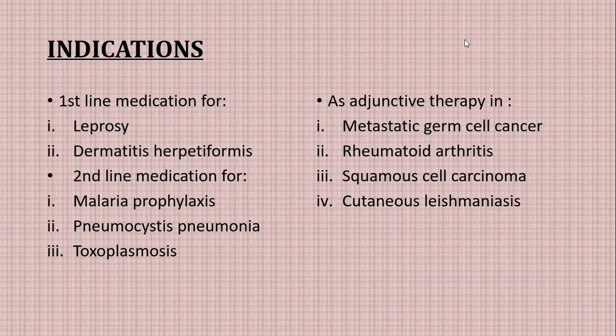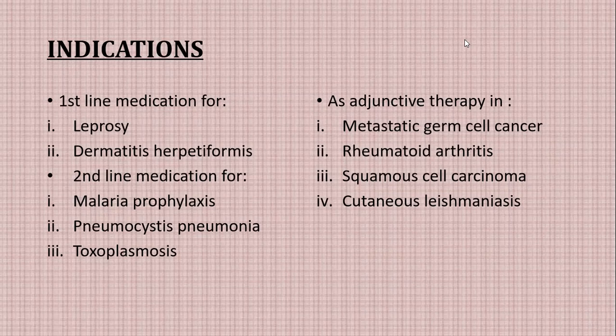Indications. Dapsone is primarily indicated in conditions like leprosy and dermatitis herpetiformis, meaning it is used as a first line of medication for these two diseases. Number one is leprosy. Leprosy is a chronic progressive bacterial infection caused by the bacterium Mycobacterium leprae. Usually there are three types of leprosy, and all of these can be treated by this medication, either used alone or in combinations.